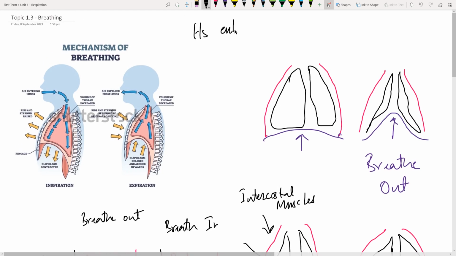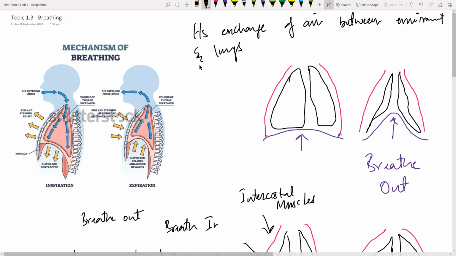It's exchange of air between the environment and the lungs. This is the and sign. So this is breathing. And we do know the sequence of the tissues and organs which are involved, from the nose, the larynx, the trachea, and the bronchi, and all the way down and back up.